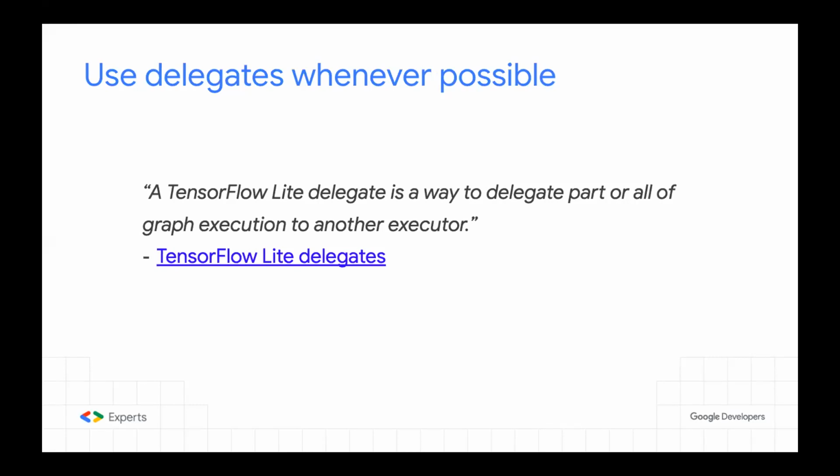And I think you are already familiar with the concept of delegation, but I'll just read it out for the sake of completeness. A TensorFlow Lite delegate is a way to delegate parts or all of your graph execution to another executor. So your commodity CPU might not be the best one to execute all of the computations that are needed for a forward pass. In those cases, if you use a specialized hardware accelerator to run those computations, you would get tremendous speedups.